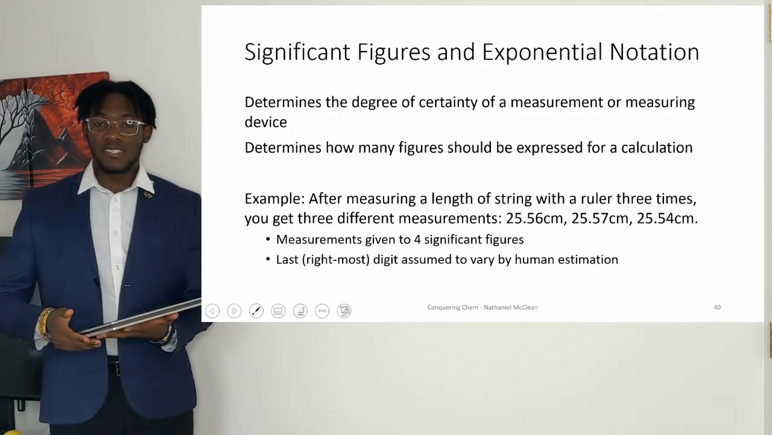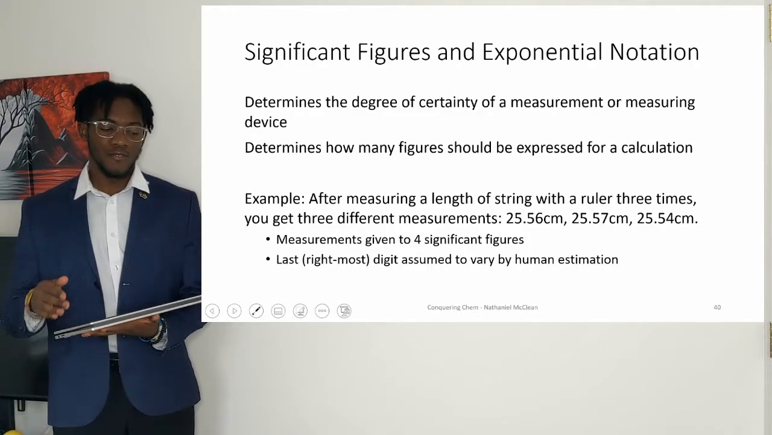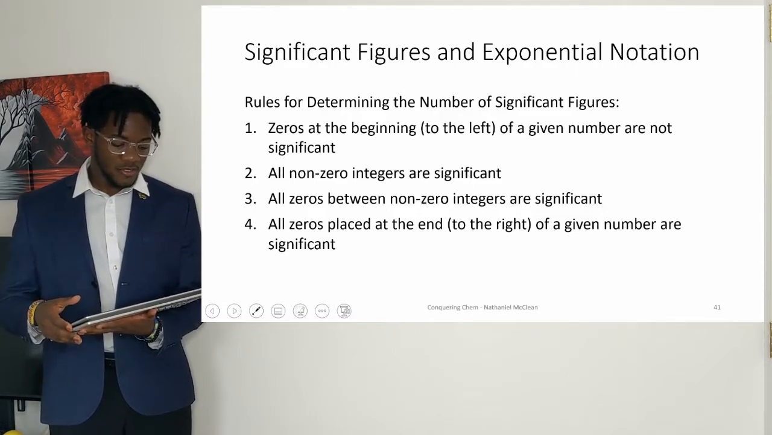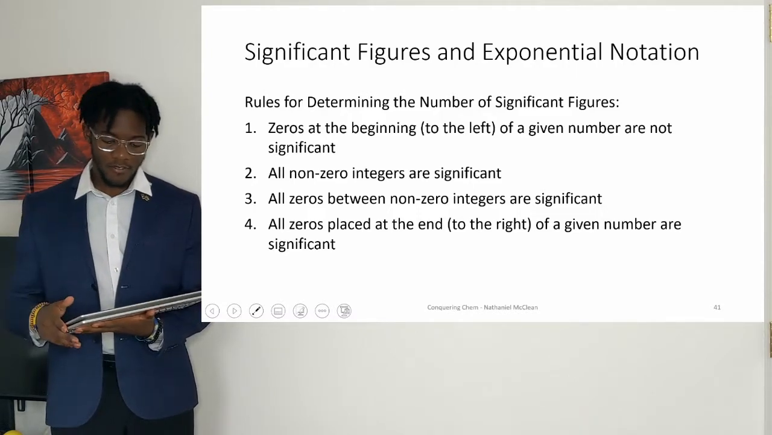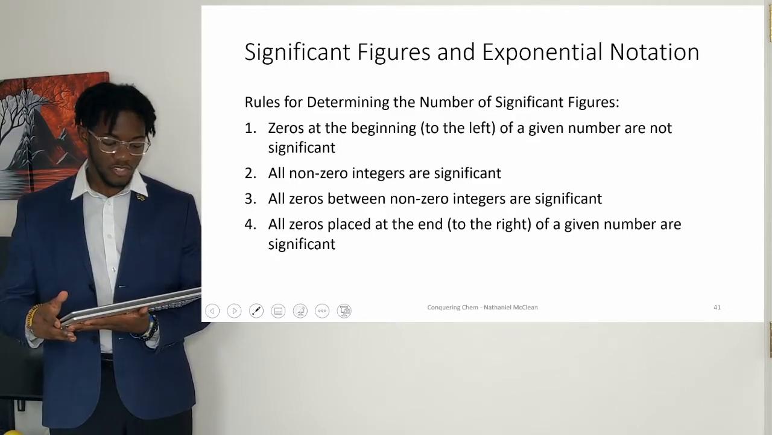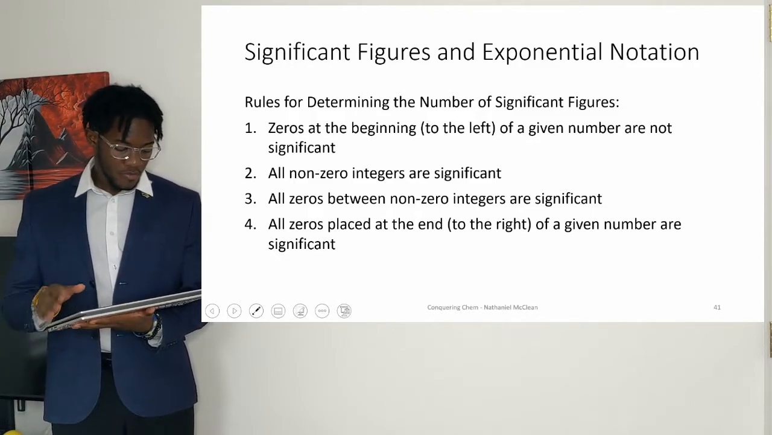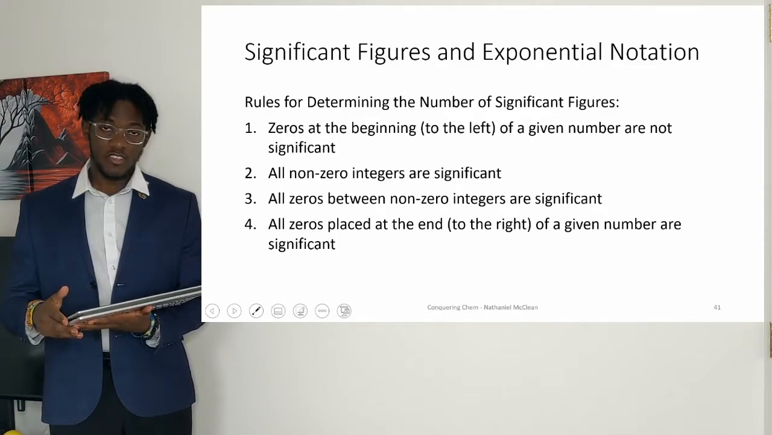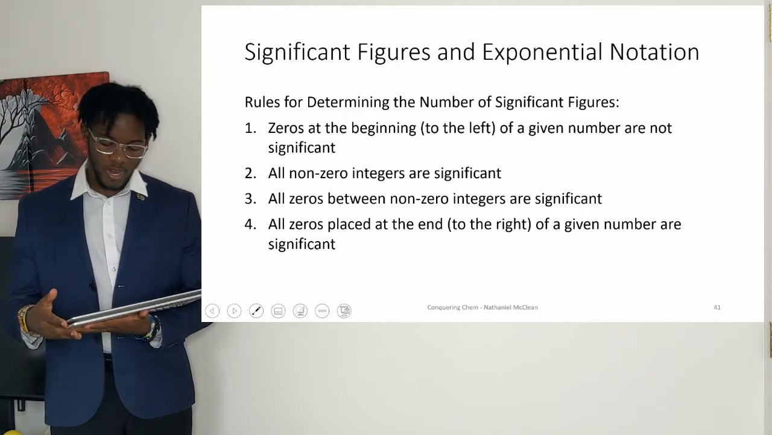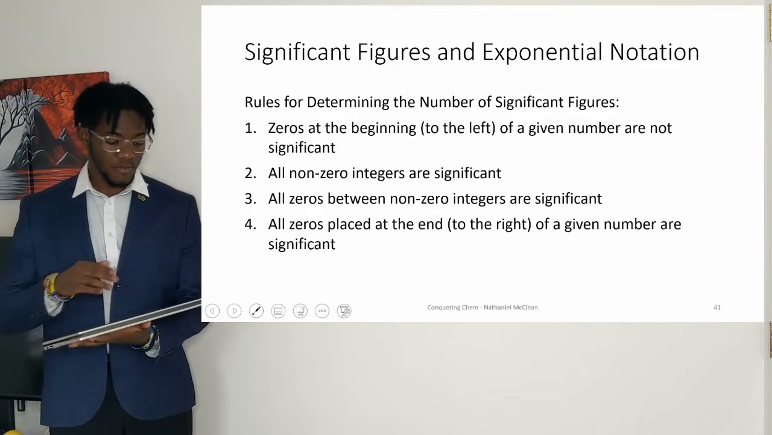But what's more important, as I said before, is being able to see how many significant figures are in a given value and work it out for ourselves. And there are a number of rules for that. So the first rule is that the zeros at the beginning or to the left of a given number are not significant. The second is that all non-zero integers are significant, non-zero integers being numbers 1 to 9. Number 3, all zeros between non-zero integers are significant. And number 4, all zeros placed at the end or to the right of a given number are also significant. And we can see how this plays out in the examples following.